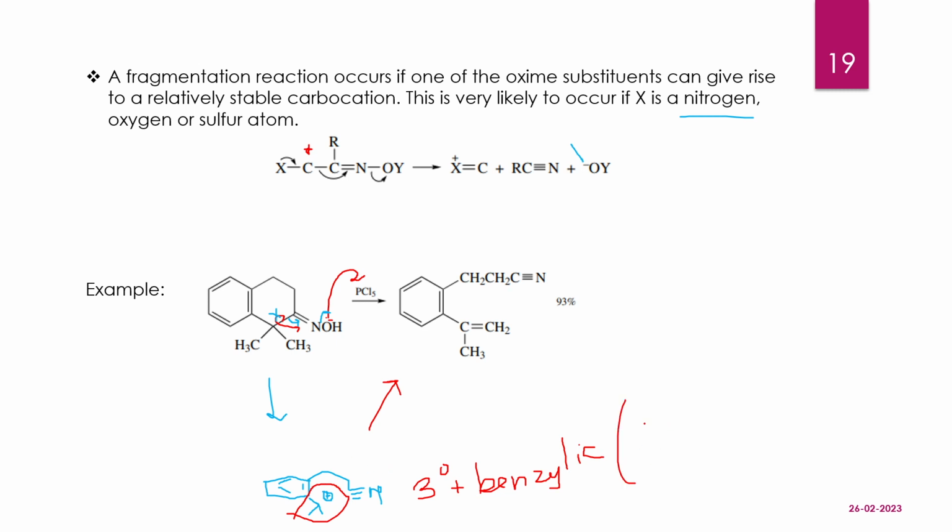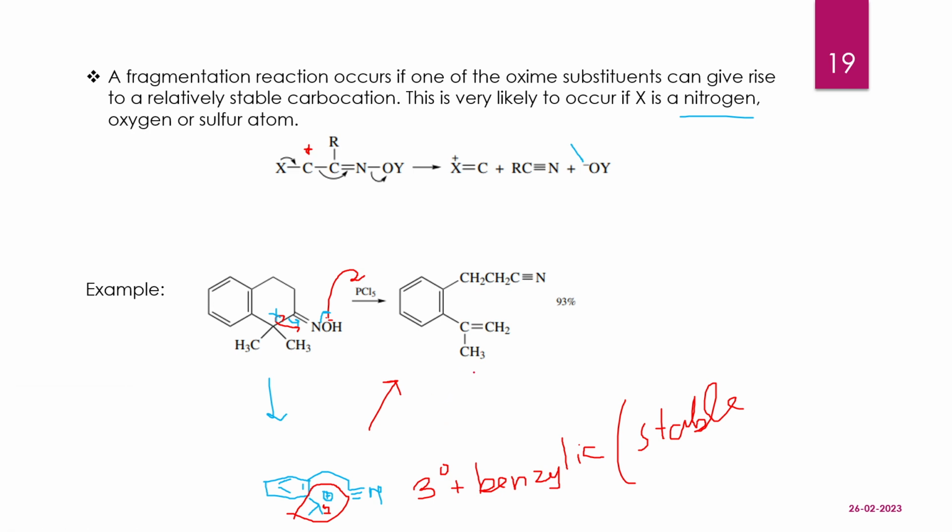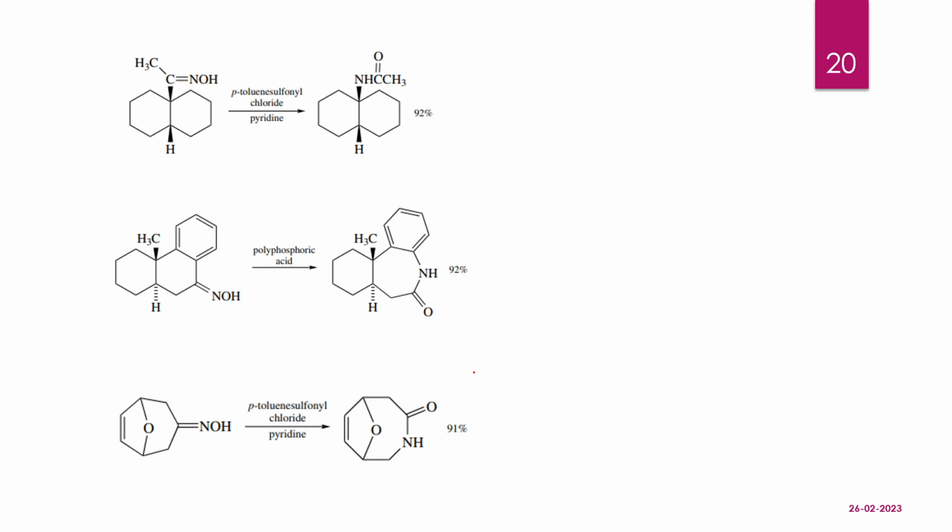So this is highly stable, and then an E1 type of elimination takes place, where one of the atoms gets broken, and we get an alkene. This type of elimination takes place, and we'll give this type of alkene as our product. Okay, understood? Let's talk about the next section. These are all examples of Beckmann rearrangement.